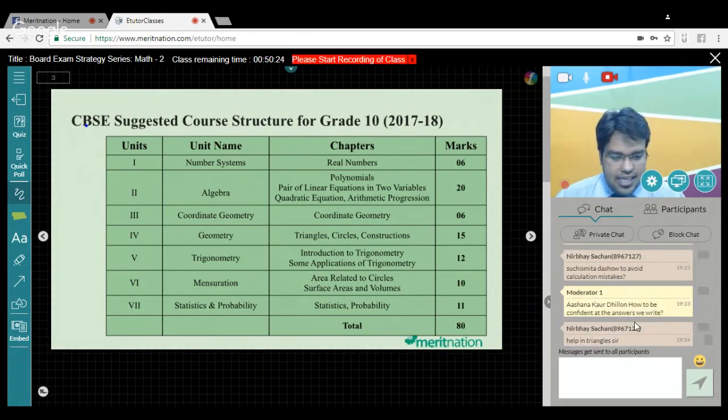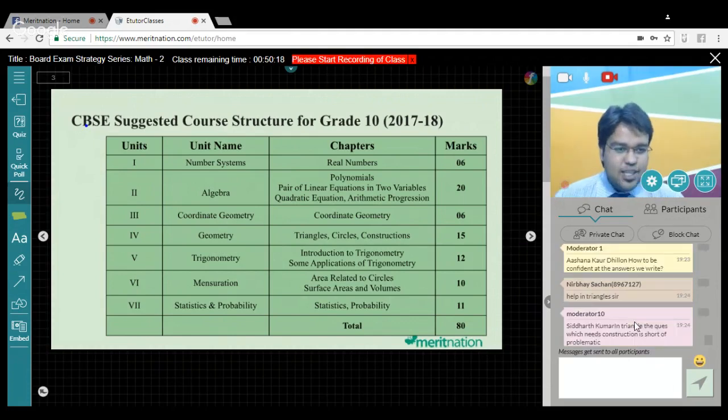How to be confident at the answers we write. Ashna Kaur Dillon, how to be confident at the answers we write is about practice. The more you practice the questions, similar sort of questions will be asked in exam, and you'll be more than confident while answering them. Help in triangles, of course. We'll individually go through the different chapters and then we'll discuss in short the problematic ones. All right, Siddharth, I'll answer your doubt in a while.